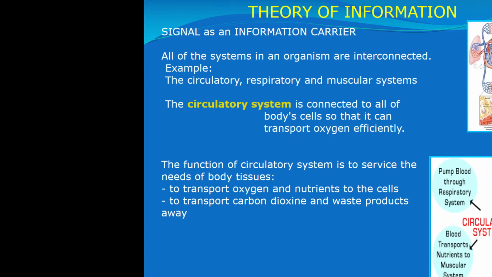In any system, signal is an information carrier. All of the systems in an organism are interconnected. At this slide, you see an example of the circulatory system, and the circulatory system is connected to all of the body cells so that it can transport oxygen efficiently. The function of the circulatory system is to service the needs of body tissues, to transport oxygen and nutrients to the cells, to transport carbon dioxide and waste products away.